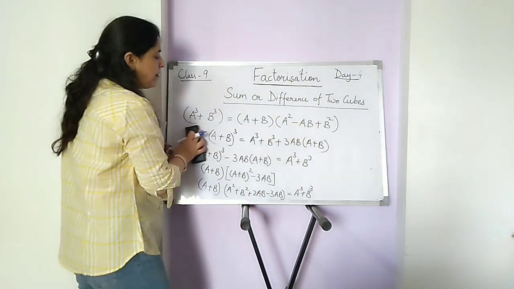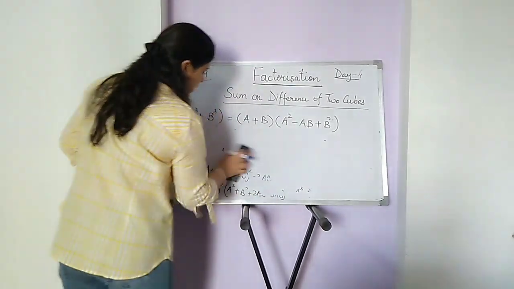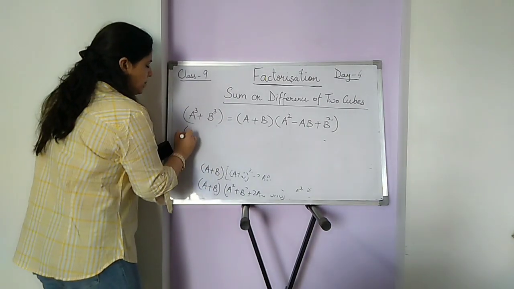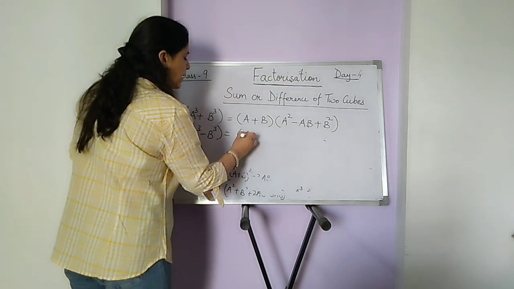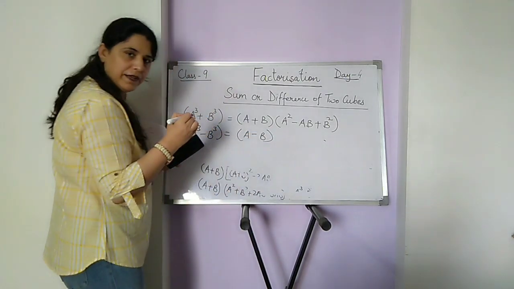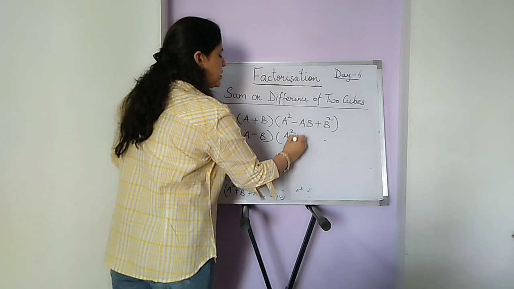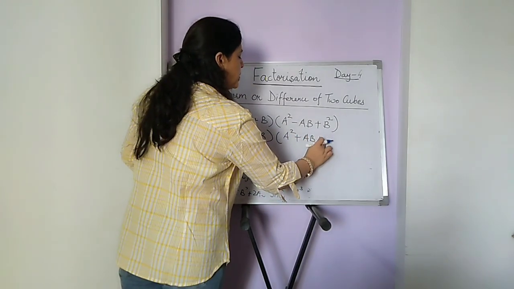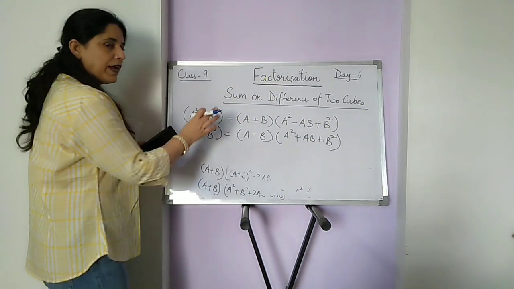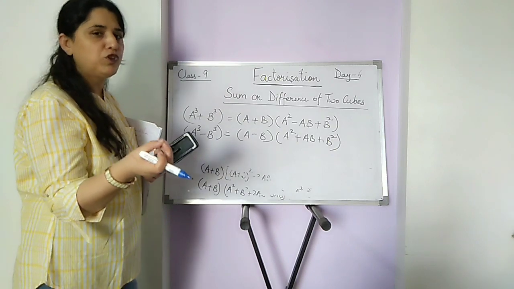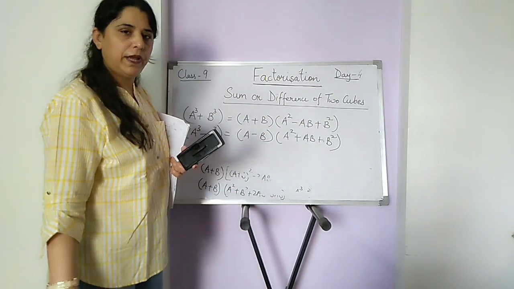And the formula that comes for a cube minus b cube will be the same, everything remains the same, only the sign changes. Wherever there is a positive sign, it will change. Here, a plus b becomes a minus b because it is coming from a minus b the whole cube, and everything will be positive in the second bracket, a square plus ab plus b square. So these are the two formulae to factorize the difference of two cubes or the sum of two cubes. We can straight away use these two formulae and do it.